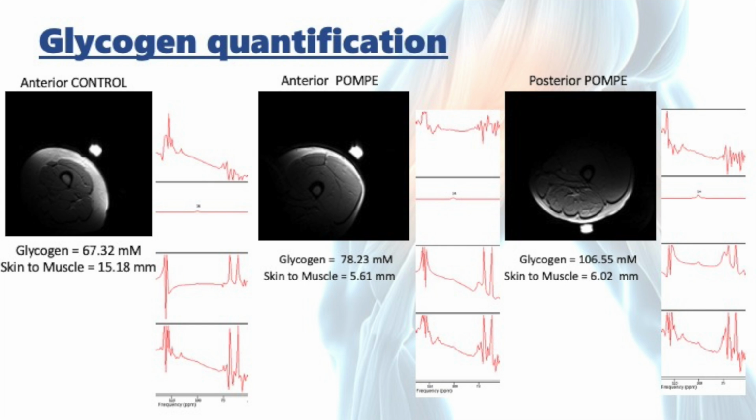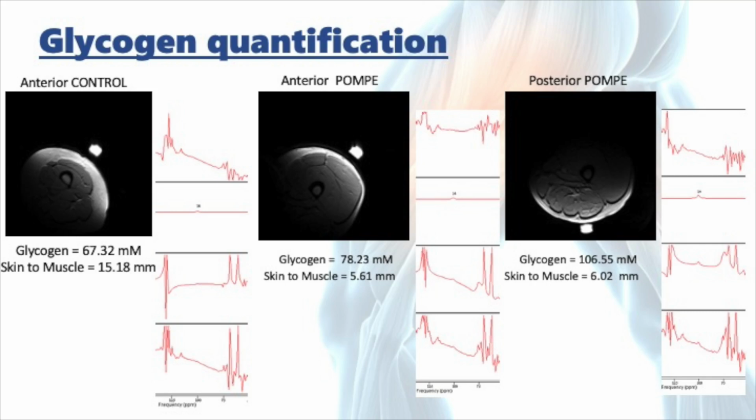This is what we see in a patient with Pompe. This is the anterior muscle, and here you can now identify that there is this tiny peak in the spectra, that's glycogen. And if we go to the posterior muscles of the thighs, the peak is clearly higher. So we can start seeing this peak with much more clarity.